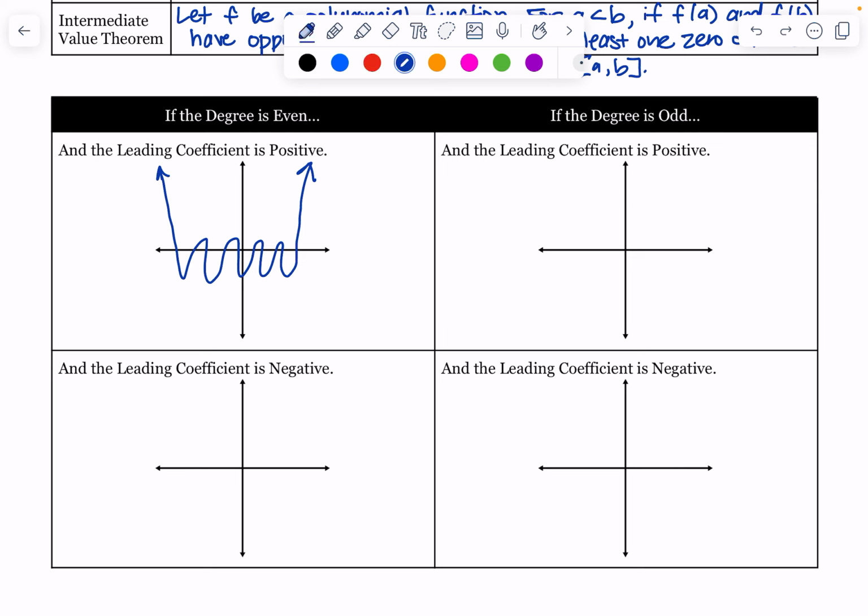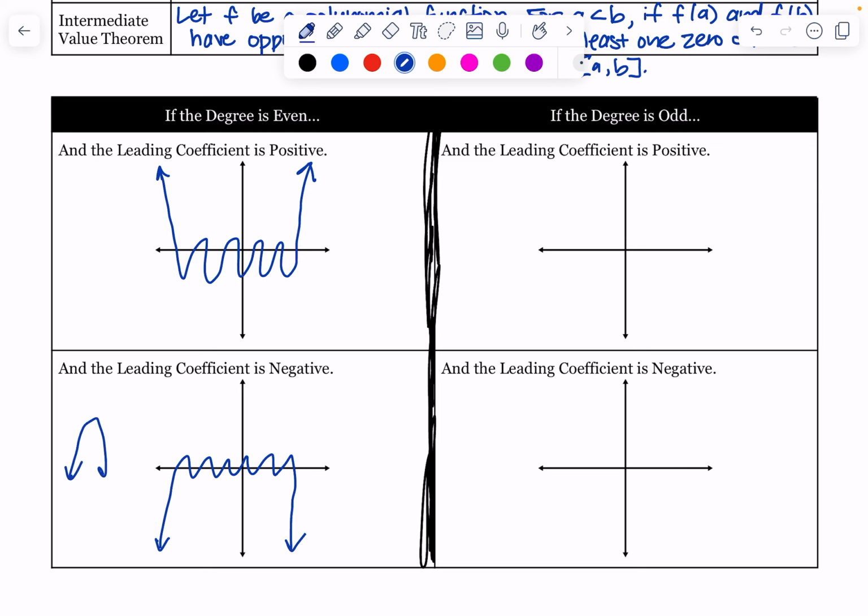Okay, for this next one underneath, it says the degree is even because it's in this column. I should have made this column thicker. Okay, so these are separate. If the degree is even and the leading coefficient is negative, we're going to start down. A lot of stuff's going to happen, but it's going to finish down. And maybe nothing really happens, maybe it's just one loop, but it finishes down.